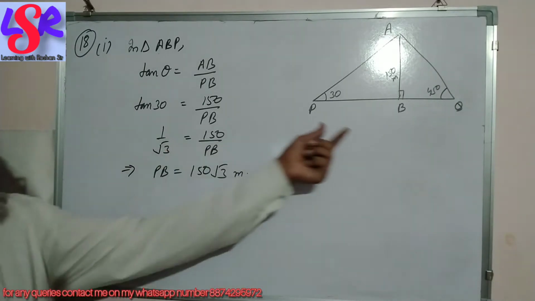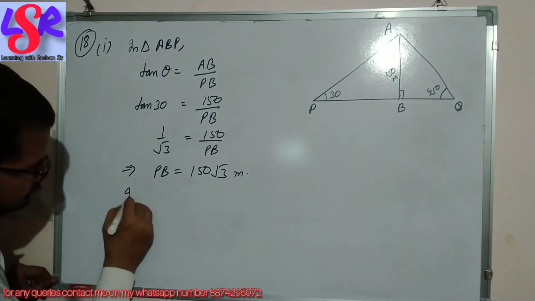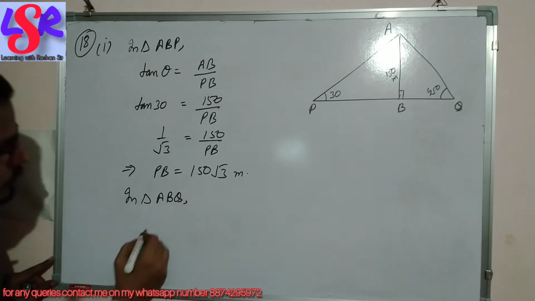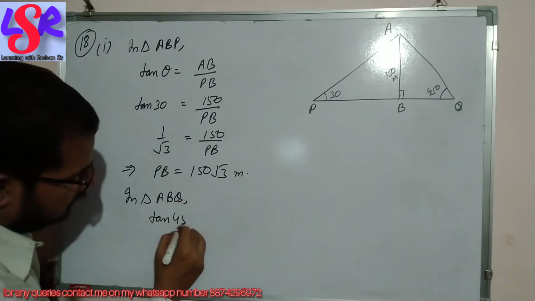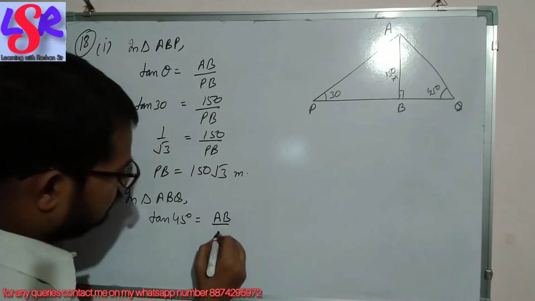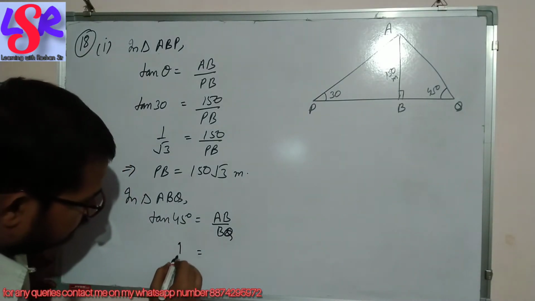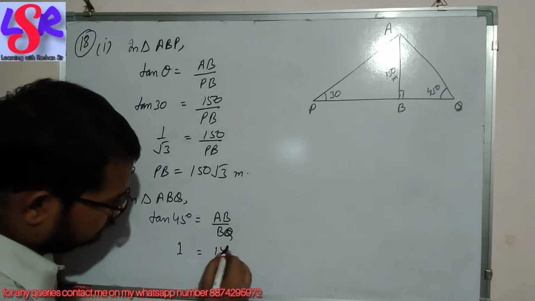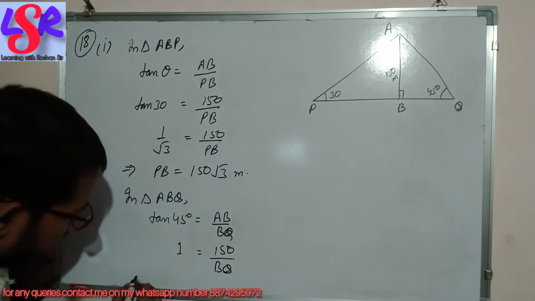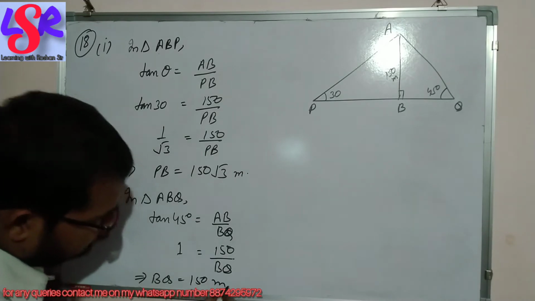Then after PB we will find BQ with the help of this 150 only. So in triangle ABQ, tan 45 degree equals to AB upon BQ, and tan 45 value will be 1, AB we are having 150 and BQ we have to calculate. That implies BQ equals to 150 meter.